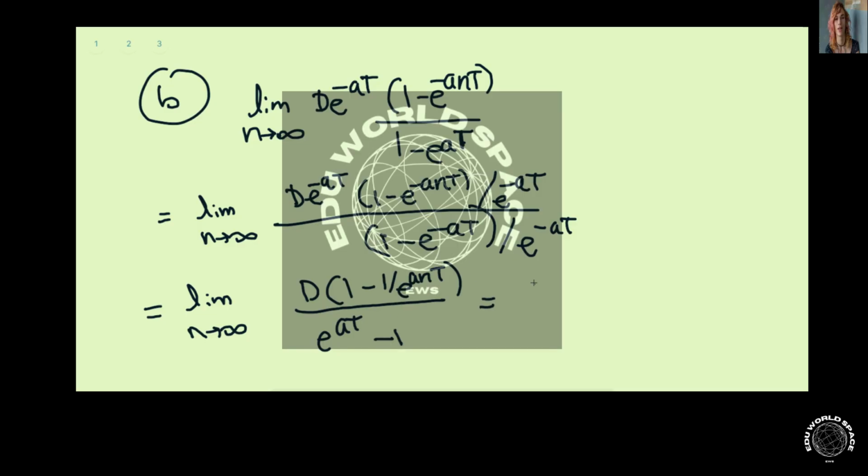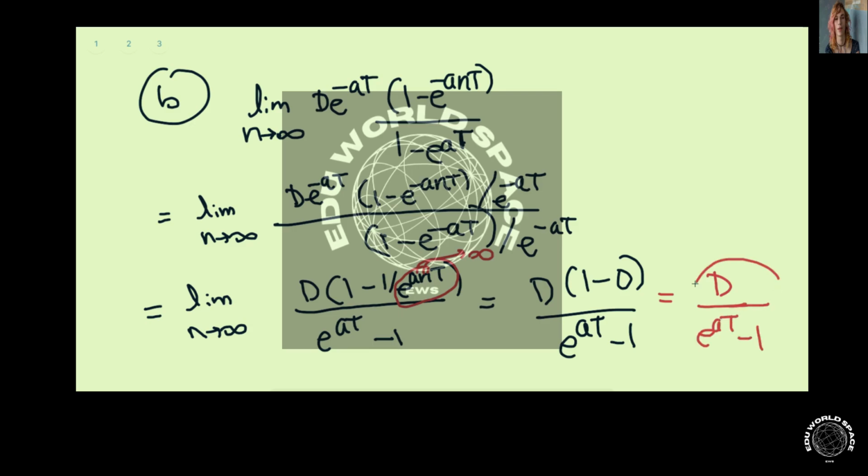Now go ahead and take that limit. Because as n goes to infinity, this part goes to infinity, so that the fraction goes to 0. And go ahead and just simplify this. And we're basically done with part B here. This is our answer for part B. Let's go on to part C.